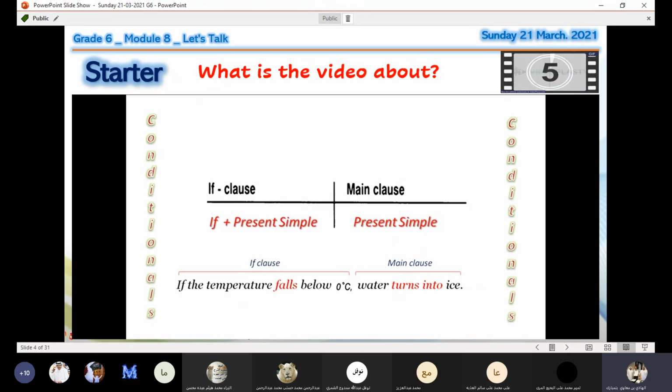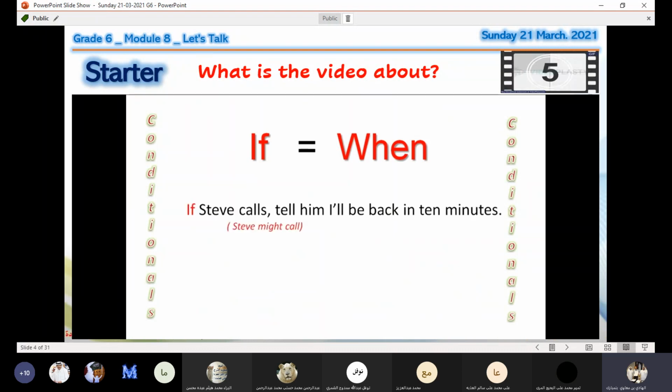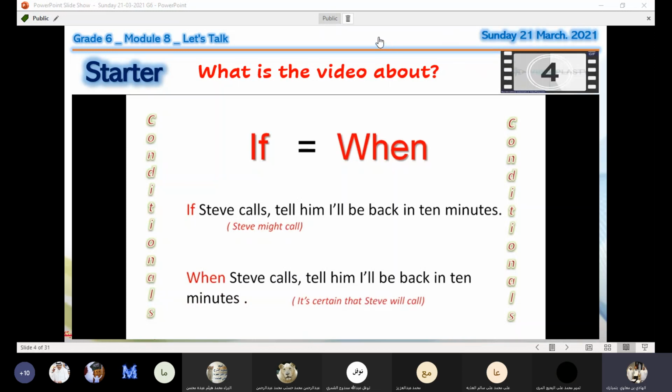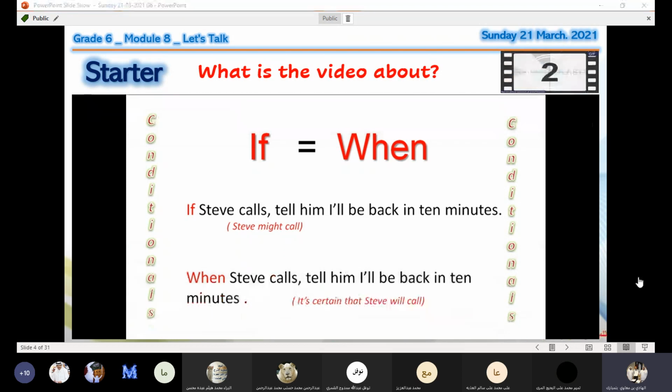The result of the if clause is always the main clause. The if in this conditional can usually be replaced by when without changing the meaning. Let's see the difference. If Steve calls, tell him I'll be back in 10 minutes. Steve might call and might not call. I'm not certain. But when I say, when Steve calls, tell him I'll be back in 10 minutes, it's certain that Steve will call. So in this conditional, if always means when.